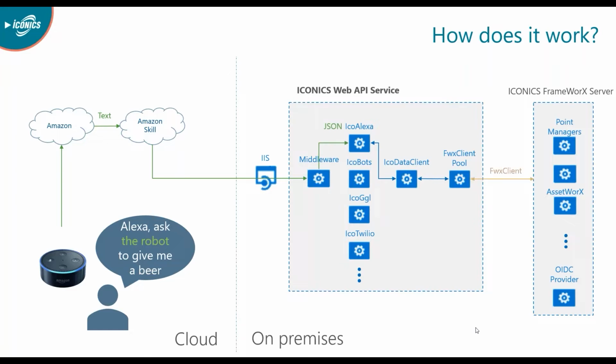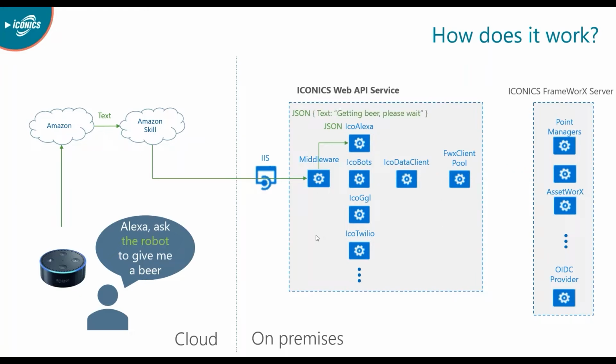So that Alexa plugin is then going to go, basically through FrameWorX communications, to the Iconics backend FrameWorX server. And so we may have configured that intent to say, when someone asks, ask the robot to give me a beer, then the intent is that it will actually write, for example, the value 1 to an asset property, beer type, within the beer robot asset. So we'll get back a response from AssetWorks. Okay, yeah, that write was successful.